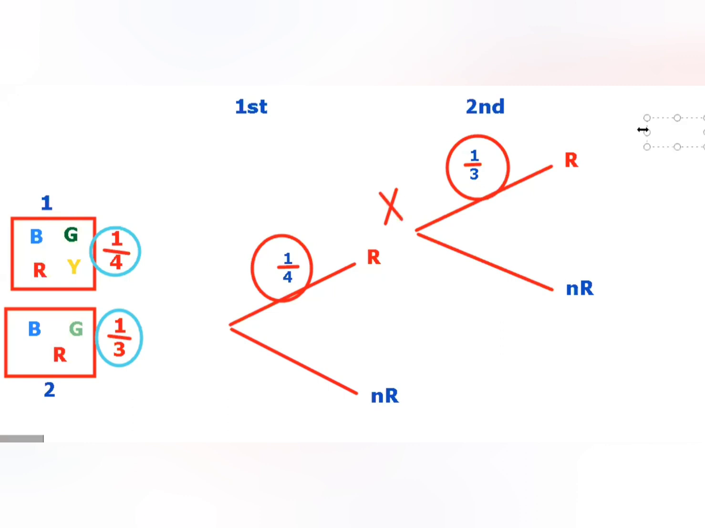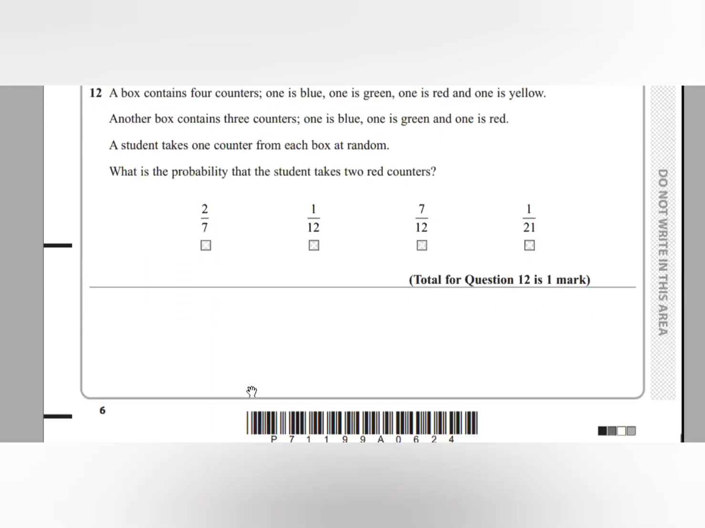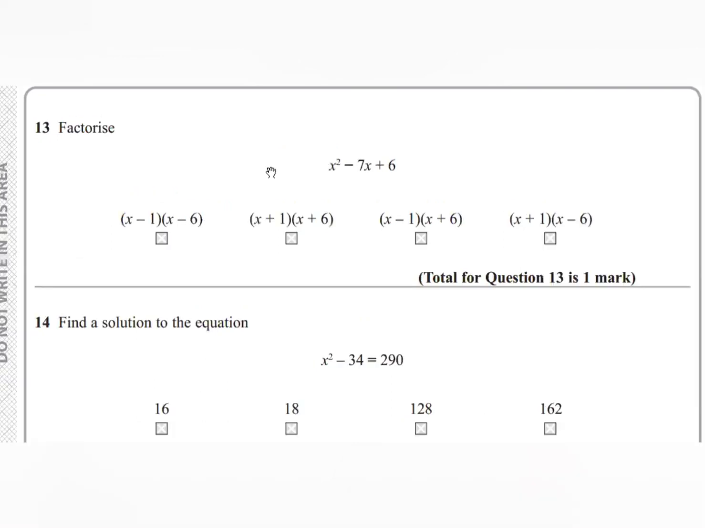And this is how you answer a question like this. I hope you understood the idea. You can use the tree diagram like this, or you can use the boxes method. It's up to you, whatever method you like. Now let's move on to the next question. Question 13. Let's zoom in so we can see it better.